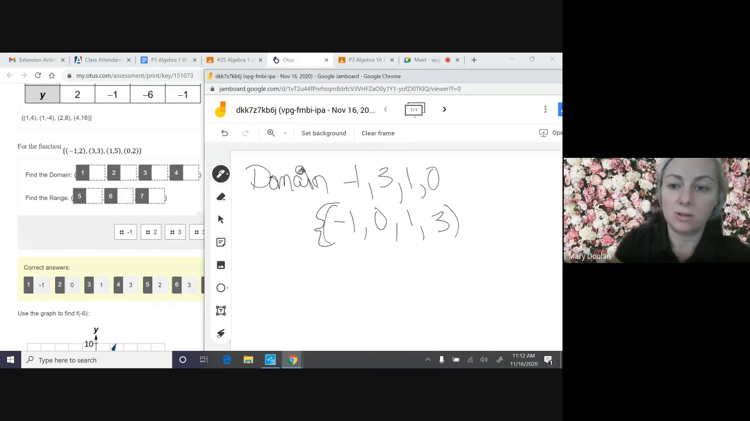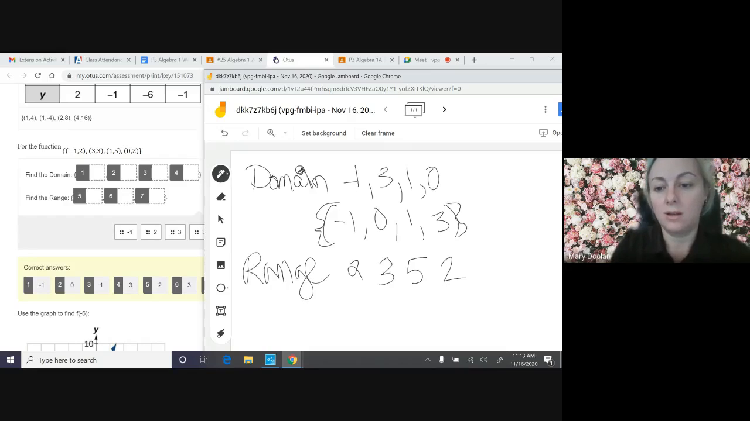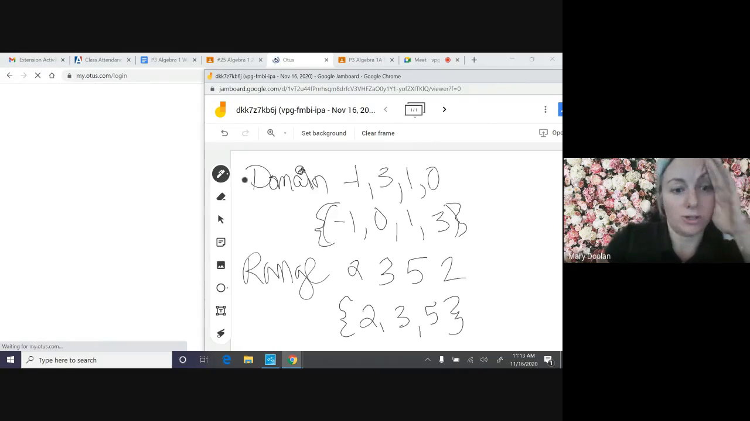Actually, this should be set notation. And then the range is all the possible y values, which are 2, 3, 5, and 2 again. Put them in order and don't repeat. So 2, 3, 5. Okay, that's how you find domain and range.